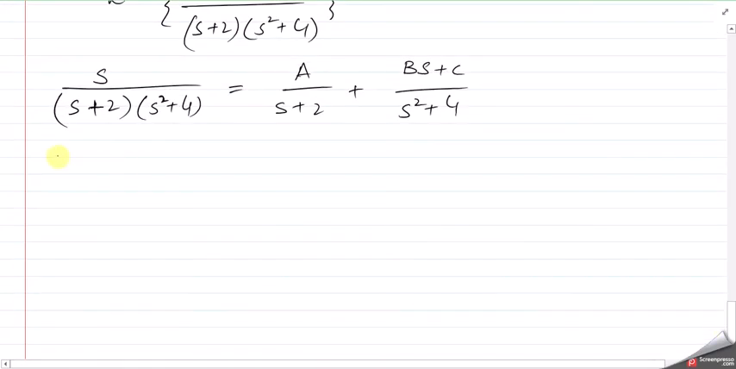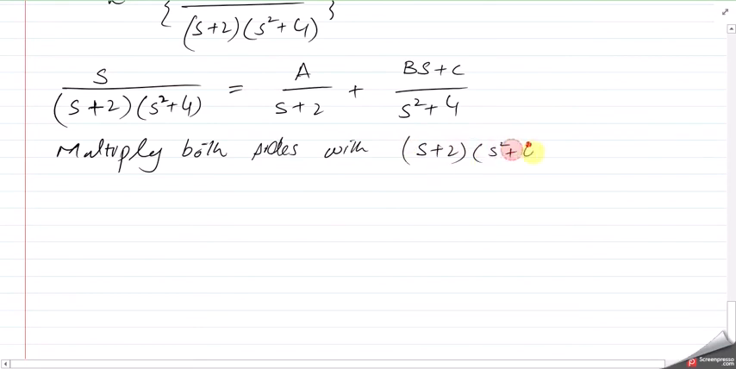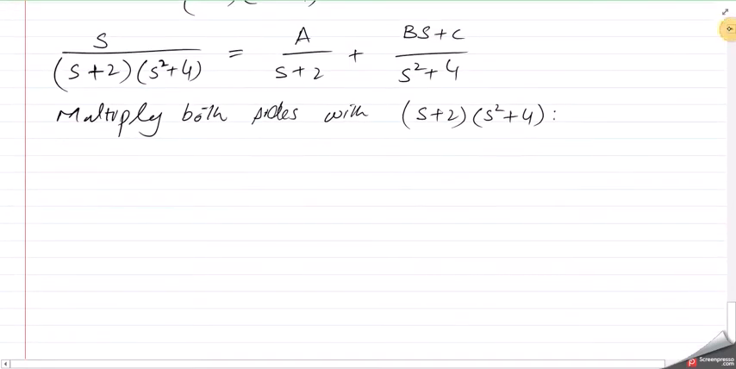First step is exactly the same. Multiply both sides with s plus 2 and s square plus 4. All right, pause the video here and see if you can do the step. Multiply both sides with s plus 2 s square plus 4. Pause the video. All right, let's see if you have done it correctly.